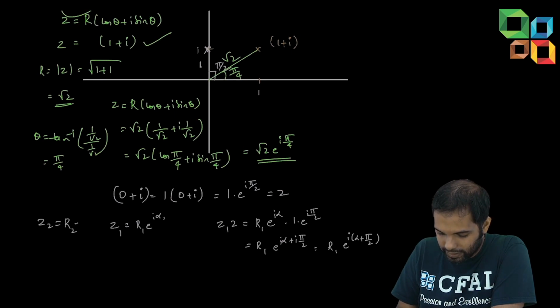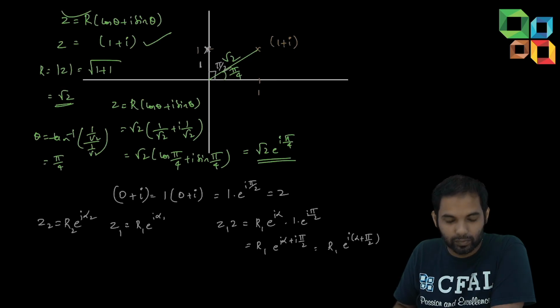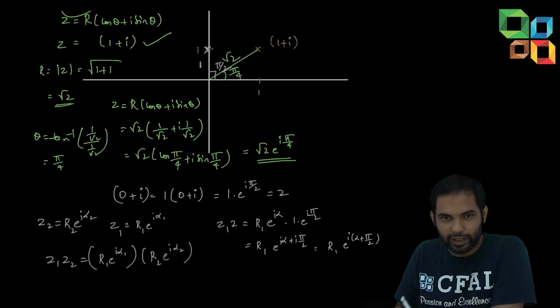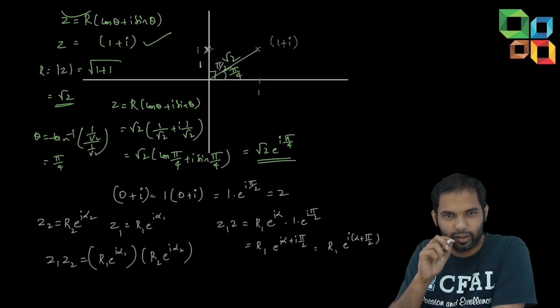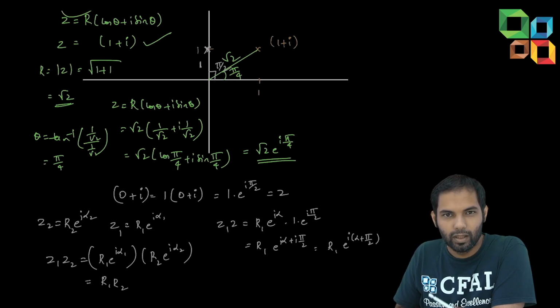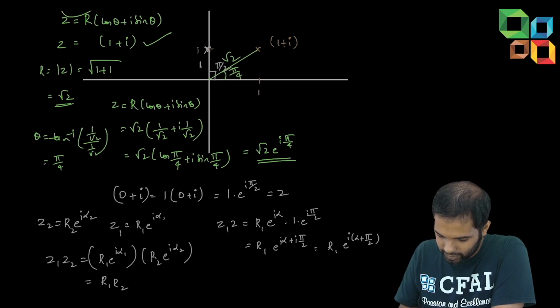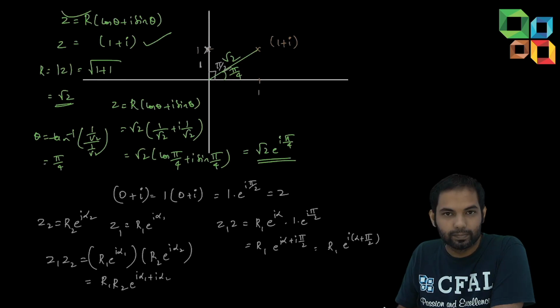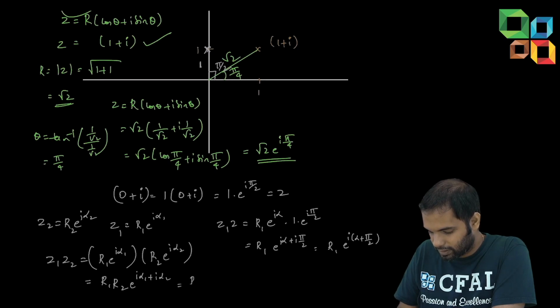Say r2 into e power i alpha 2. Now when you multiply z1 into z2, what is happening? You're getting r1 times e power i alpha 1 into r2 times e power i alpha 2. Now can you see the magnitude is also changing? I told you we take the product of the magnitudes, so this is nothing but r1 into r2. If the magnitude of one of them is 1, then the magnitude remains the same. Otherwise, it's a product of the magnitudes. So r1 into r2, and the angle is i alpha 1 plus i alpha 2. So this is nothing but r1 r2 e power i into alpha 1 plus alpha 2.